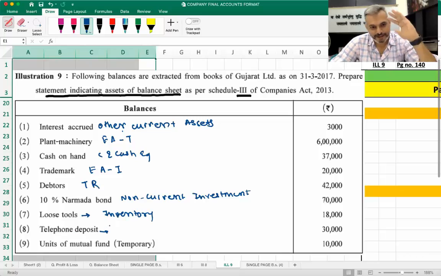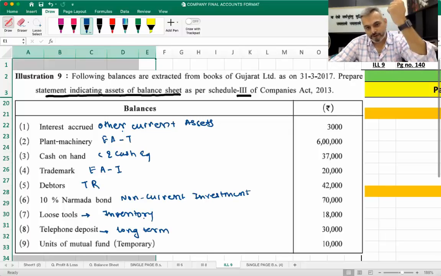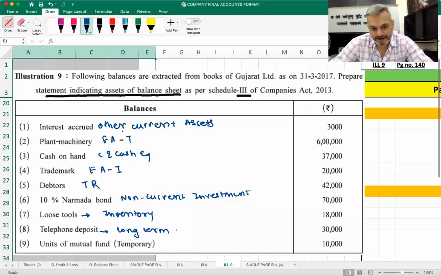कहते हैं ना दिमाग का पेच ढीला है, वैसा लूज टूल वो वाला नहीं, टूल्स एक्चुअल लूज टूल्स. तो इन्वेंट्री. टेलीफोन डिपॉजिट, ऑब्वियसली टेलीफोन डिपॉजिट क्या है हमारा, लॉन्ग टर्म. एक बार डिपॉजिट दे दिया, फिर जब तक टेलीफोन है तब तक वो डिपॉजिट बीएसएनएल के पास ही रहेगा. लॉन्ग टर्म्स लोन्स एंड एडवांसेस.